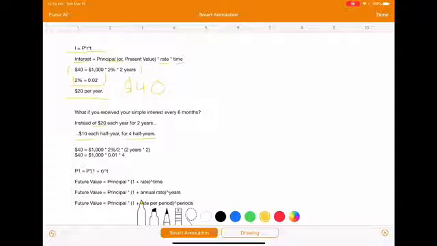So if you earned your interest in half years rather than full years, but everything else about the problem is the same, then the final answer should be the same. You should still be getting $40 when you're all done.